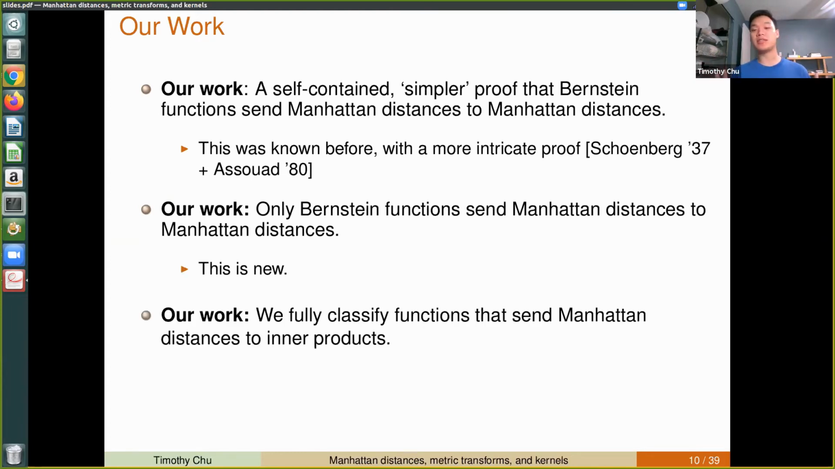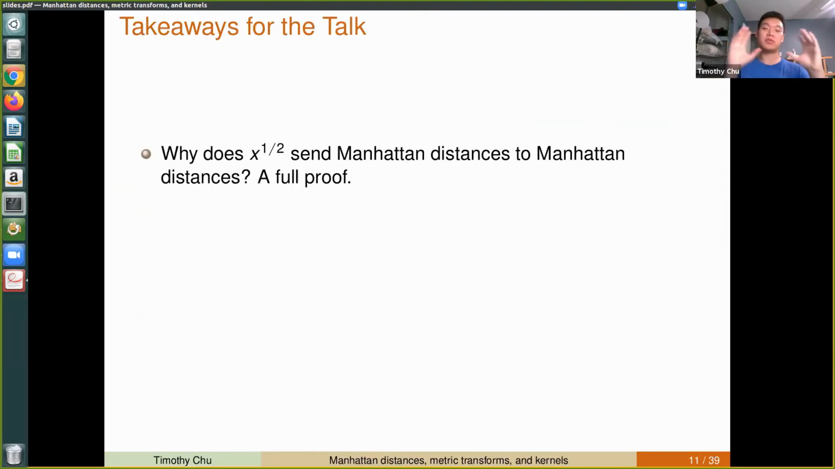We also fully classify functions that send Manhattan distances to inner products, as mentioned on the previous slide. In the course of this talk, we will simply focus on the first point. This will build all the core machinery in our paper that can later be used to prove the other two points. So let's briefly summarize the takeaways from the talk from here on out.